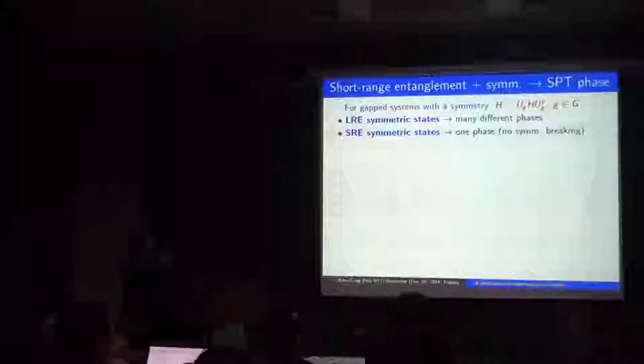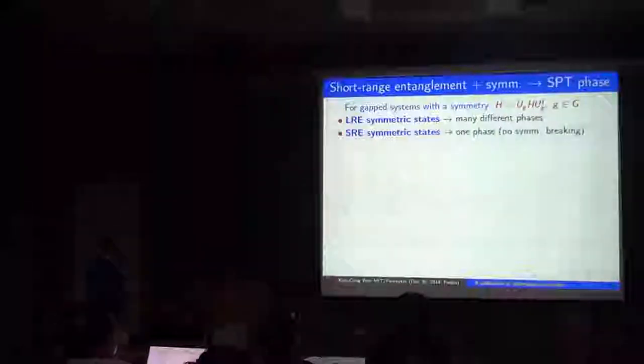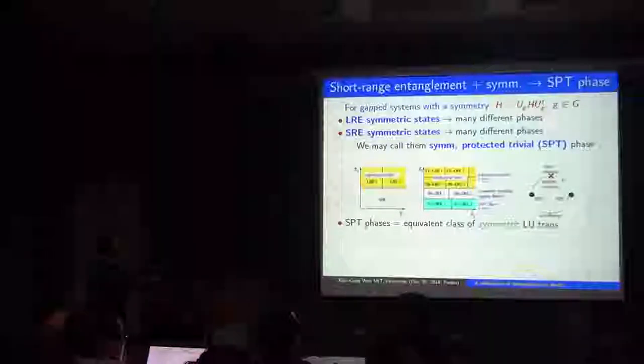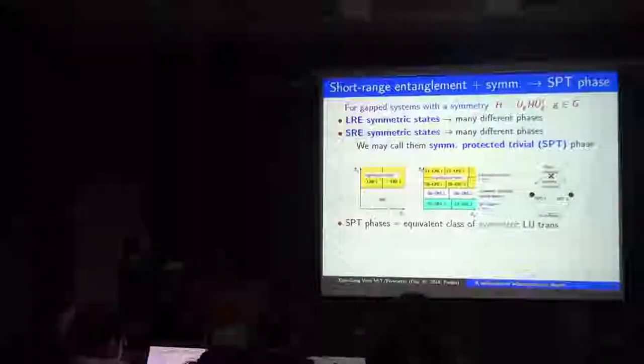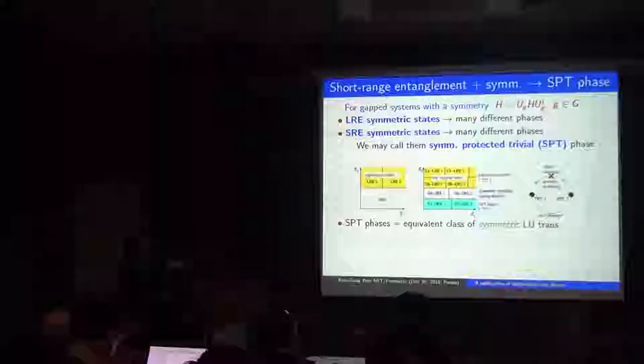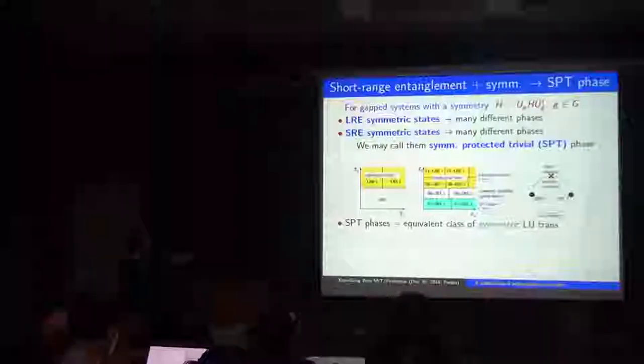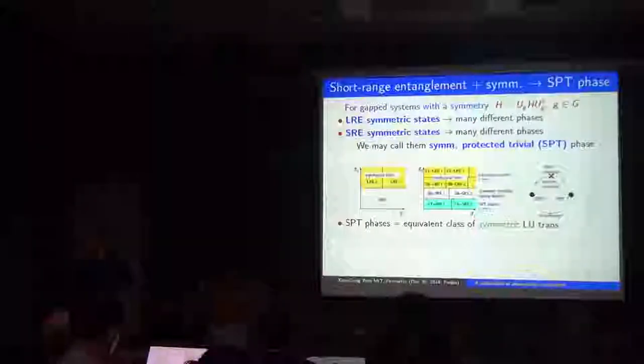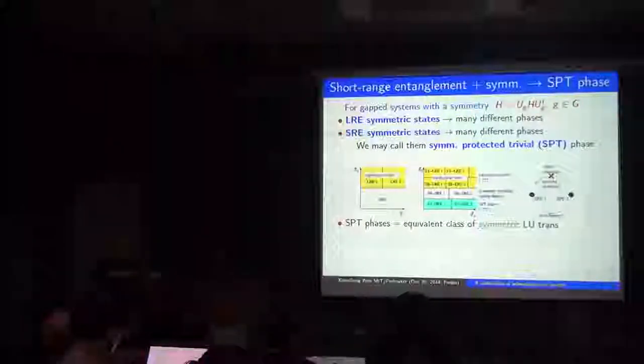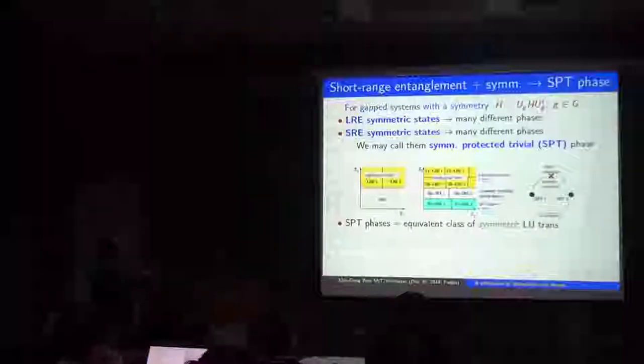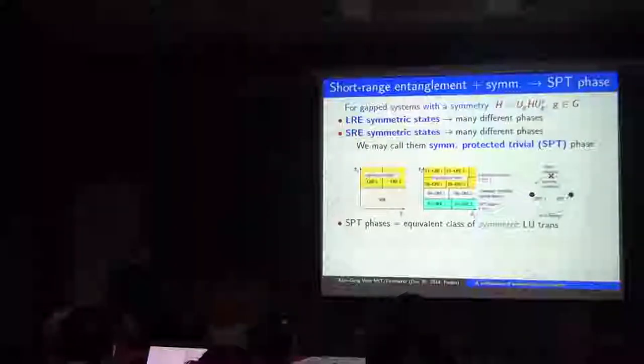We can also consider a system with a symmetry. If a system has a symmetry, then the situation is as follows. Without symmetry, we have long-range entangled states. But with a symmetry, we have more features, so we have more long-range entangled states. And before, we didn't have short-range entangled states without symmetry. Then with symmetry, we suddenly have many, many different short-range entangled states. We even have short-range entangled states that do not break any symmetry. These are called symmetry-protected topological states, SPT states.